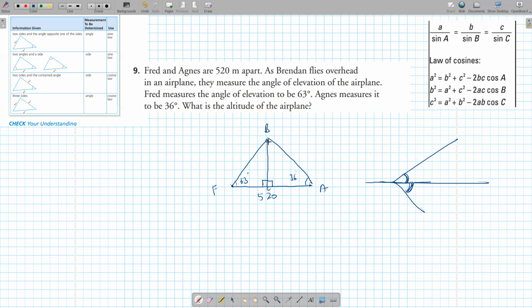So we're trying to find side length BC, the altitude, basically the height of the triangle. Could you just do one part of the triangle? No, we can't do one part of the triangle. We know the total distance between them is 520. We don't know if that's chopped in half. Probably not.